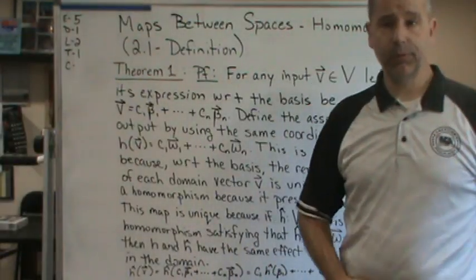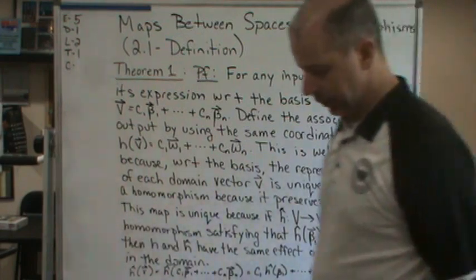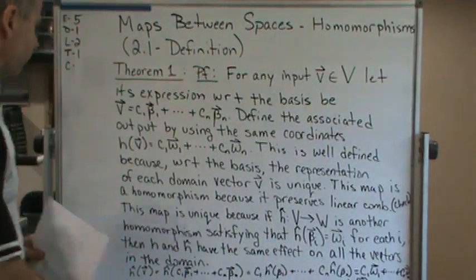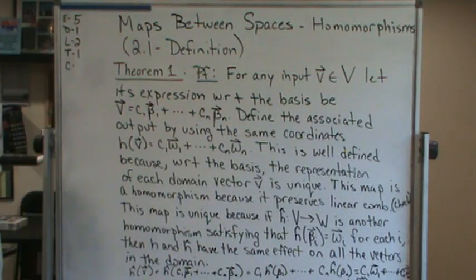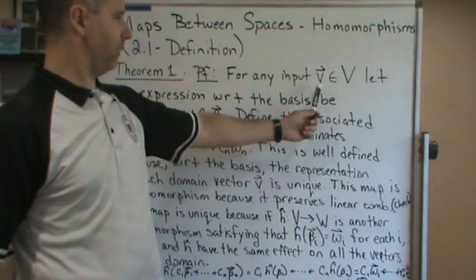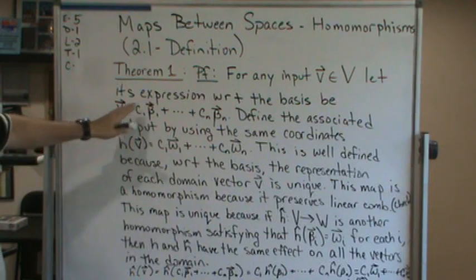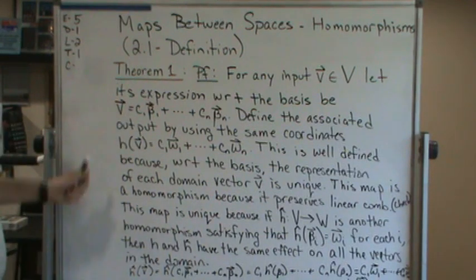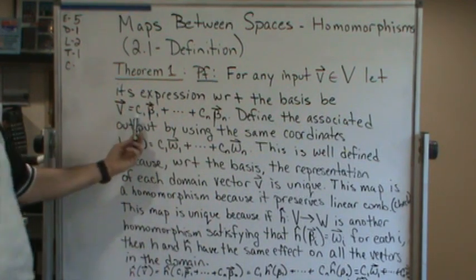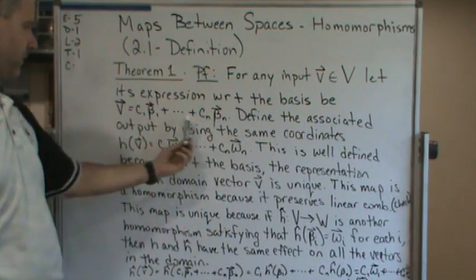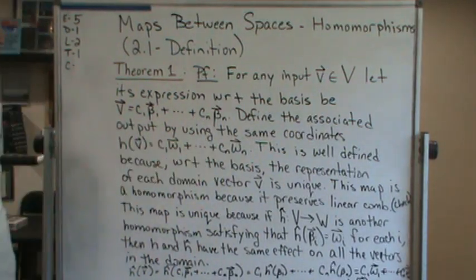Here's the proof for Theorem 1. So let's walk our way through it. It says, for any input vector v in V, the vector space V, let its expression with respect to the basis be this. So the vector is a linear combination with respect to the basis vectors, the beta vectors.